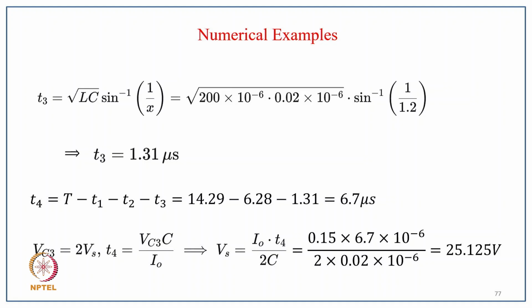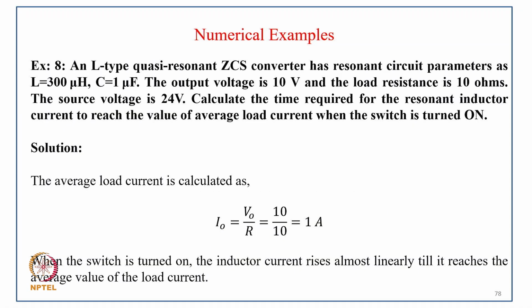So putting value, it comes T3 is 1.31 microsecond, and T4 is T minus T1 minus T2 minus T3, so it comes 6.7 microsecond, and VC3 equal to Vs, that is T4 equals C times VC3 upon I0. So Vs comes here 25.125 volt.